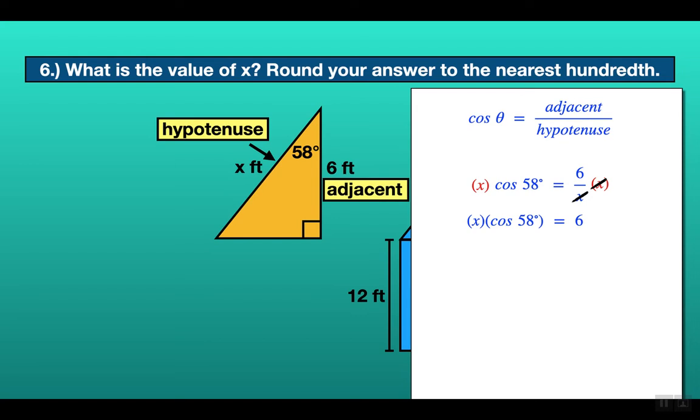But I'm still trying to isolate x on one side of the equation. So now I've got to get rid of that cosine 58 degrees and move it to the other side. Since x and cosine of 58 degrees are multiplying, I'm going to do the opposite of multiplication. I'm going to divide both sides of the equation by the cosine of 58 degrees. That's going to eliminate the cosine of 58 degrees from the left-hand side. So x equals 6 divided by the cosine of 58 degrees.